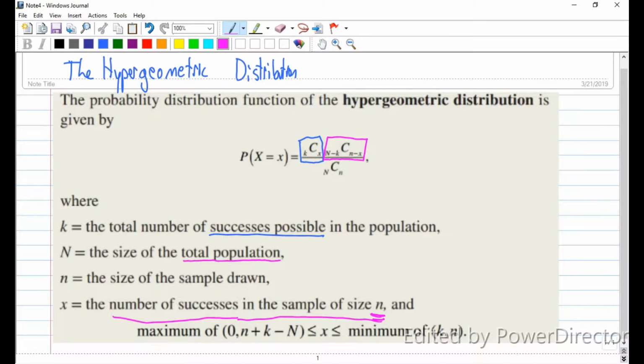All right, so the definition that your book gives you is that a hypergeometric probability distribution can be used when sampling from a population of finite size, capital N, without replacement, and it is known that there are k successes in the population, or capital N minus k failures in the population. The hypergeometric distribution is used to find the probability of x successes in a sample size little n.